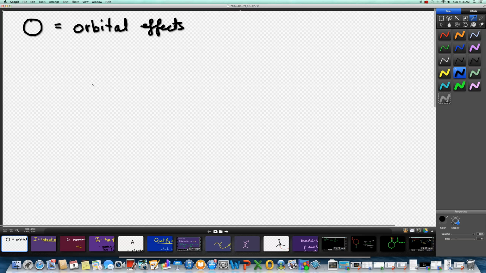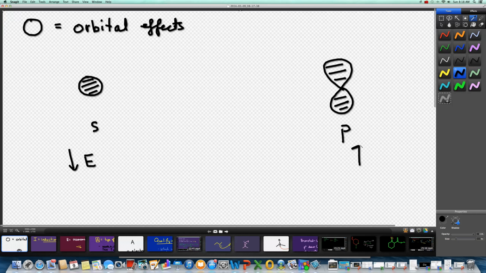Let's review a couple of fundamental facts quickly. A pure s orbital is lower in energy than a pure p orbital. Lots of ways of rationalizing this. Think of your electron configurations. You fill s's before you fill p's. So s is low energy, p is high energy, and you have things that are hybrids that are in the middle.